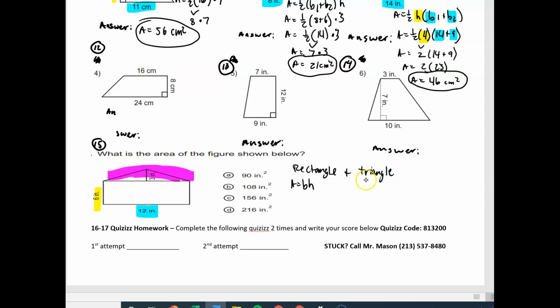You'll notice that, again, triangle's area is equal to 1/2 base times height, and you might be thinking, well, I see the height is 3, but where's my base? Well, if this is 12, then this is also 12, and there's your base, 12. So find the area of the rectangle, find the area of the triangle, add them together, and you should get your answer.